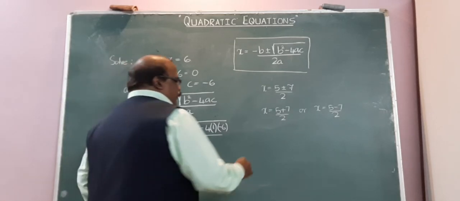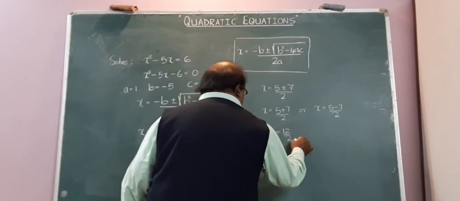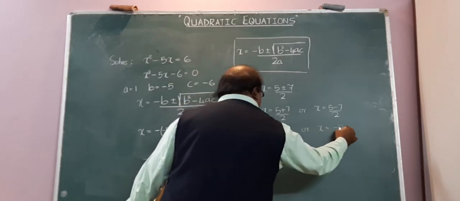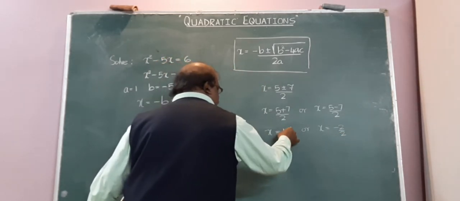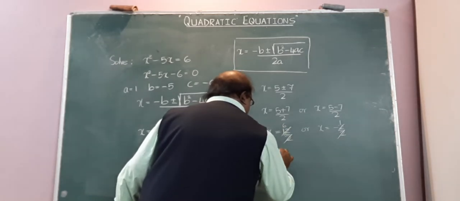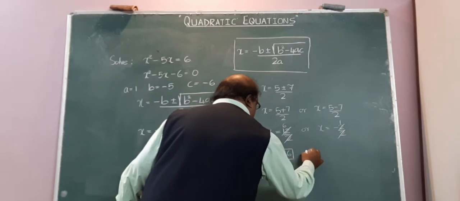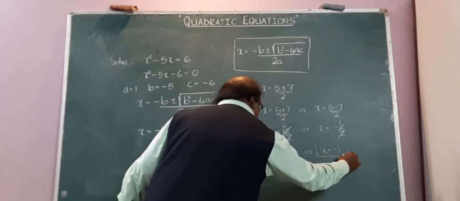So what is x? 5 plus 7, 12 upon 2. What is x? 5 minus 7, minus 2 upon 2. So x is equal to 6 or x is equal to minus 1.